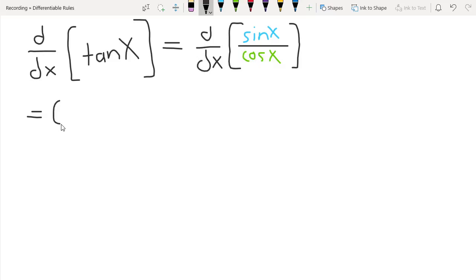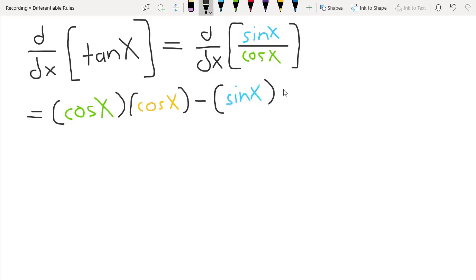So let's start with the beginning. Low, so that's cosine of x. Low d high, so that's the derivative of sine of x, which is also cosine of x. And then minus high d low, so high is sine of x, and d low would be the derivative of cosine of x, which in this case is negative sine of x.